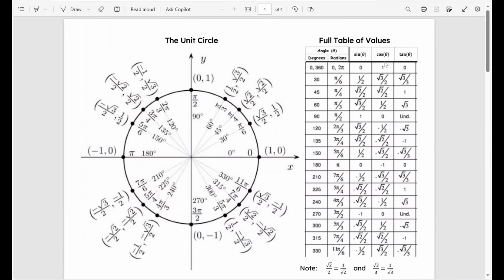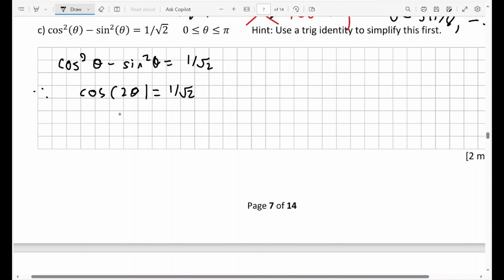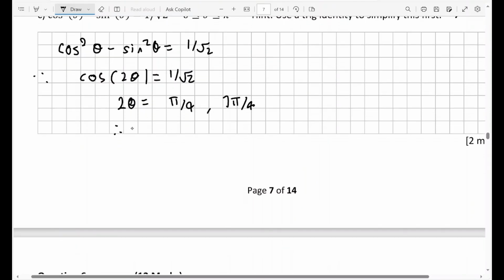Back on our unit circle, this is the same as root 2 over 2. So this happens at pi over 4 and 7 pi over 4. 2 theta is pi over 4, or 7 pi over 4. Therefore, theta is pi over 8, or 7 pi over 8. Those are your only two solutions.